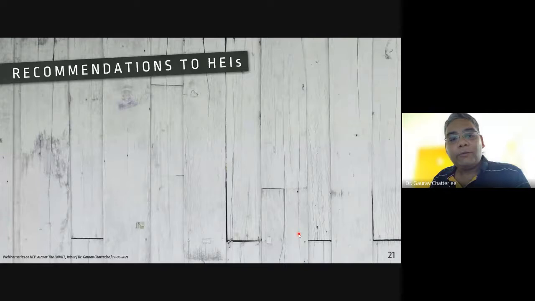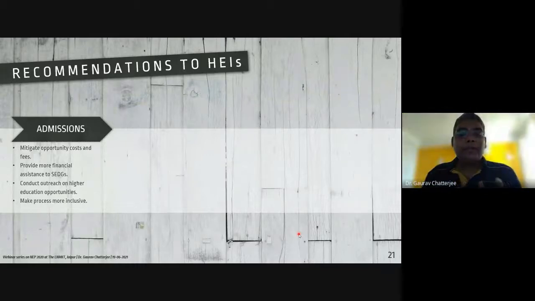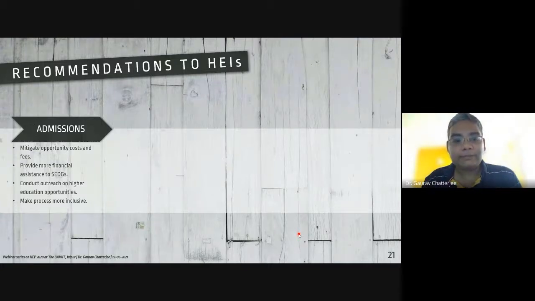Now let's come to the set of the recommendations that are given to the higher education institutions. I have tried to summarize all the different recommendations into 4 specific categories. The first specific category is the admission itself. How can the HEIs tune the admission process to better achieve the goals of inclusivity and equity? So first is to mitigate the opportunity cost and fees. That is quite obvious, I would think. That is quite common sense.